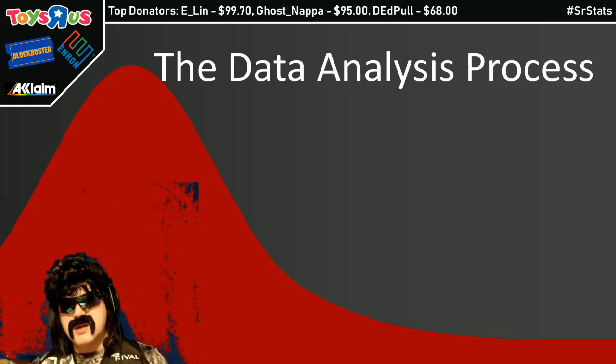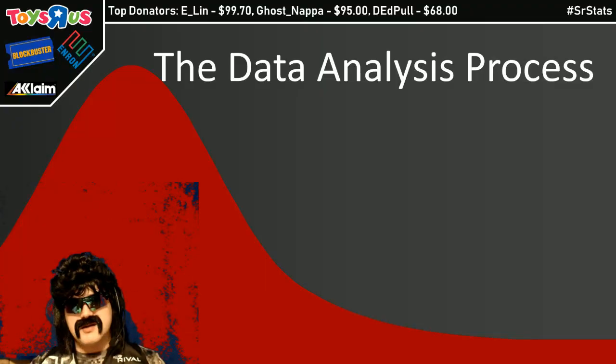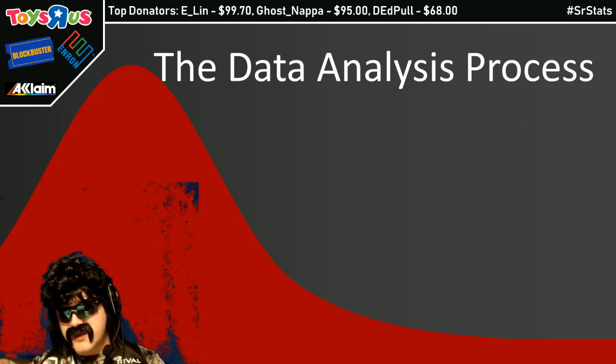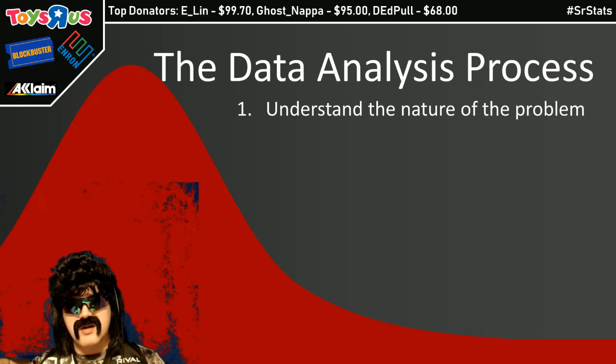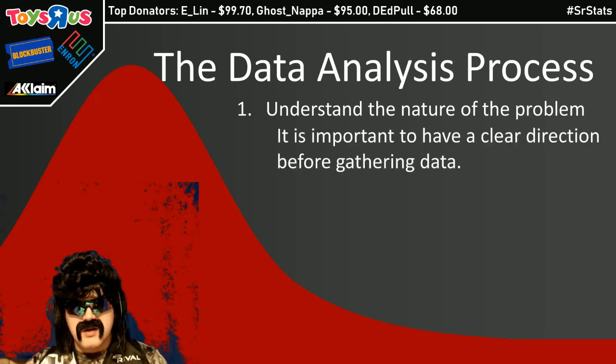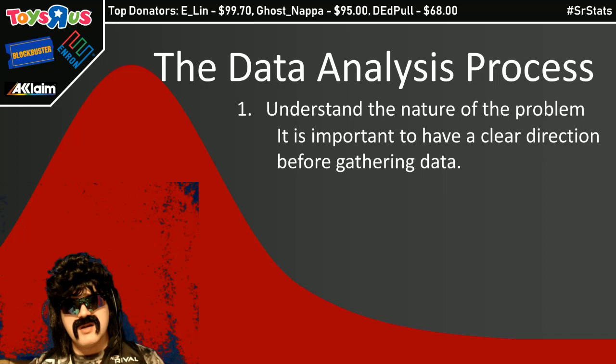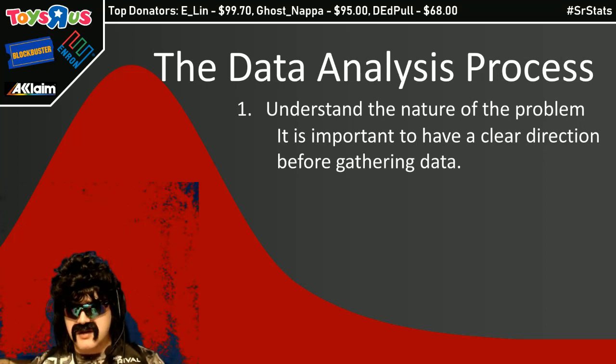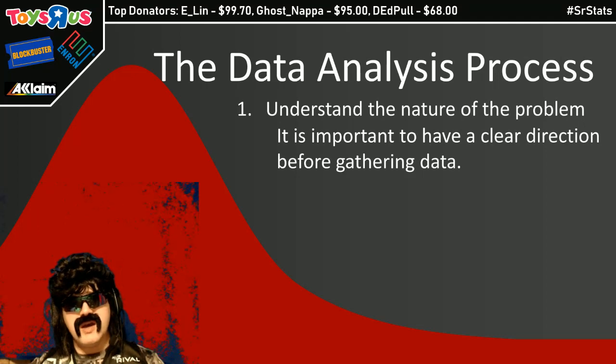Alright, so now let's look at the data analysis process. There's 6 steps to looking at data and getting the results that you want. The first step is understanding the nature of the problem. It's important to have a clear direction before going to gather your data. You don't want to just go off blindly looking for a needle in a haystack. You're going to know exactly where that needle is.